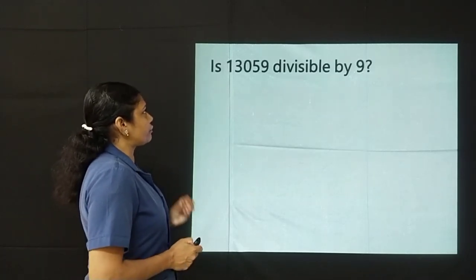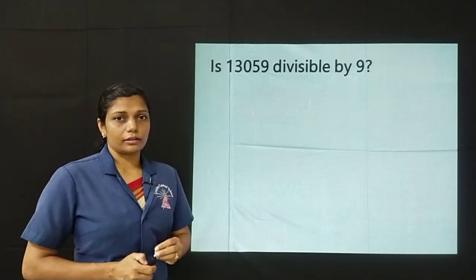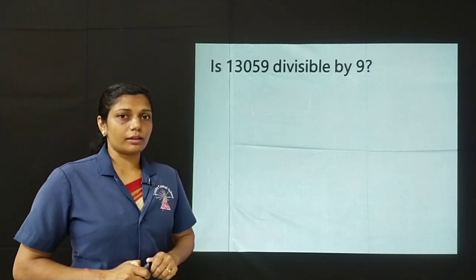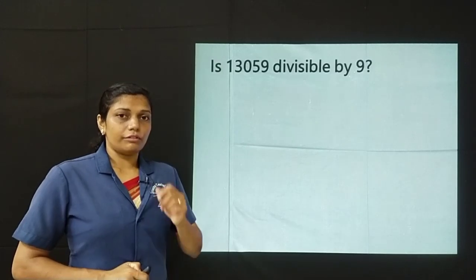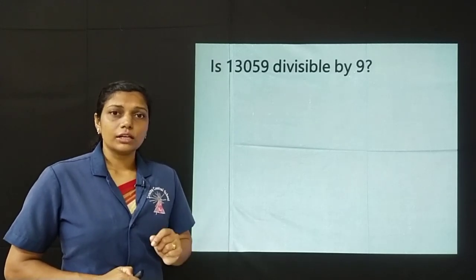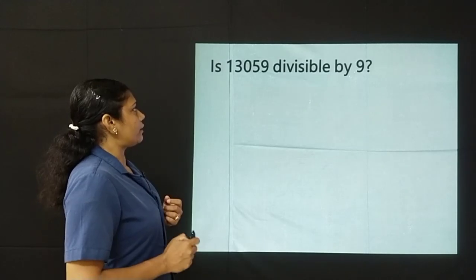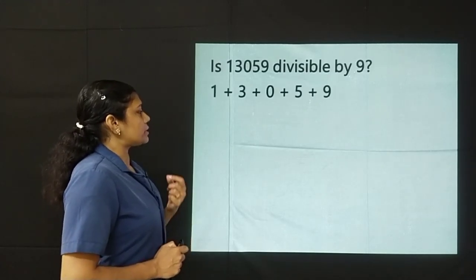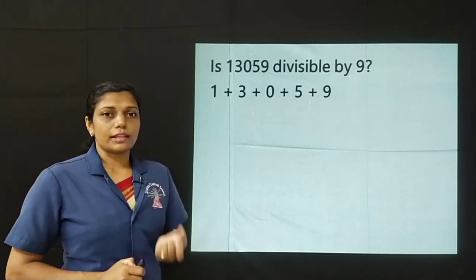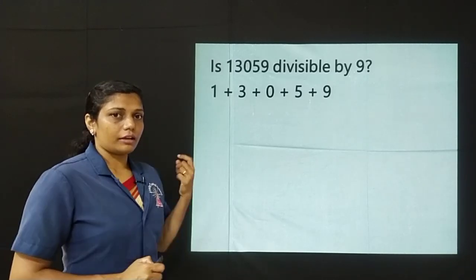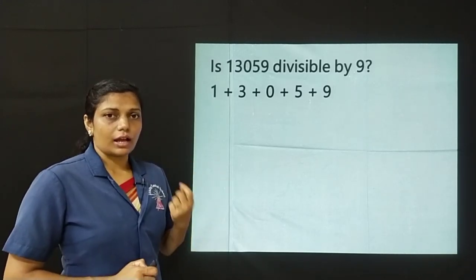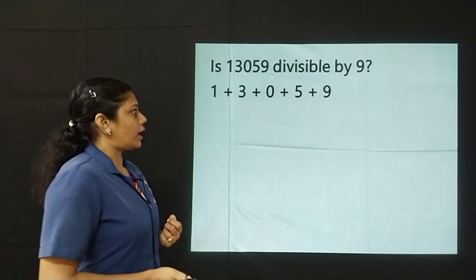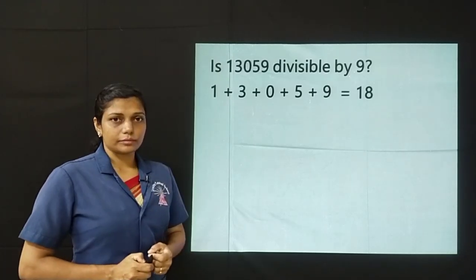Is 13,059 divisible by 9? What is the divisibility test for 9? Yes, we add up all the digits of the number. So, here we add 1 plus 3 plus 0 plus 5 plus 9. What have I done? I have written all the digits. I am going to add these digits and I get 18.